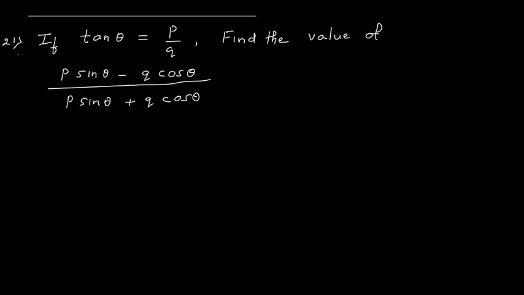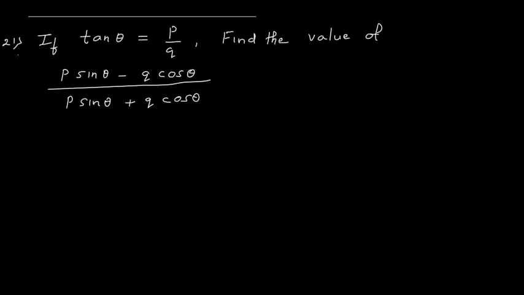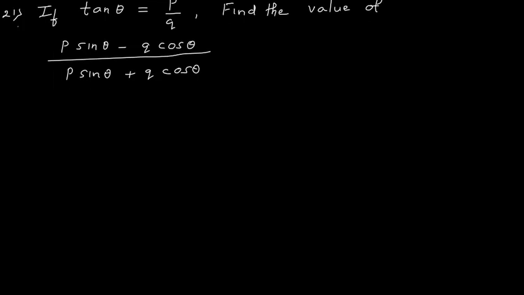Now let us see question number 21. Problem is, if tan theta is P upon Q, find the value of P sin theta minus Q cos theta upon P sin theta plus Q cos theta. You can solve this problem yourself, right? We have to find its value. So in such kind of problems, what we do? We divide numerator and denominator by cos theta.